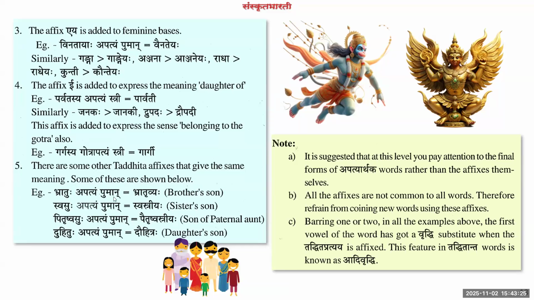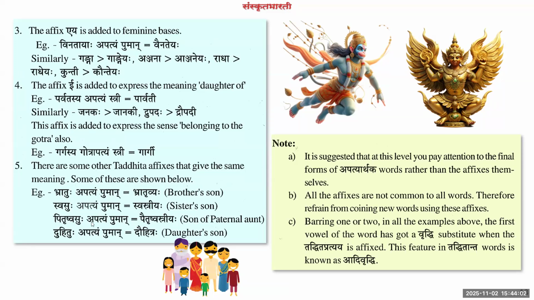Bratuhu apatyam puman bratruvyah. Swasuhu. So, swasru shabdasya shashti ekavachane, swasuhu, matuhu, pituhu, like that. Swasuhu apatyam puman, swastriyah. Wow. This is a tough one. What all has happened there? I think it's swasriyah. There is no takara. My bad. My eyesight is bad. Swasriyah. Sorry. Thanks for pointing out, Varya.